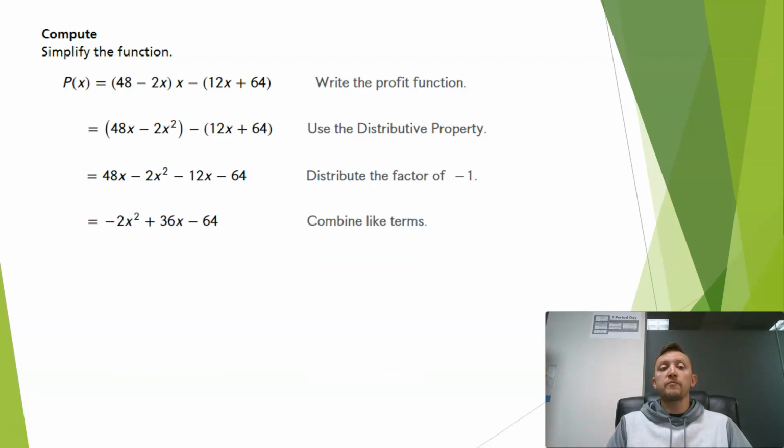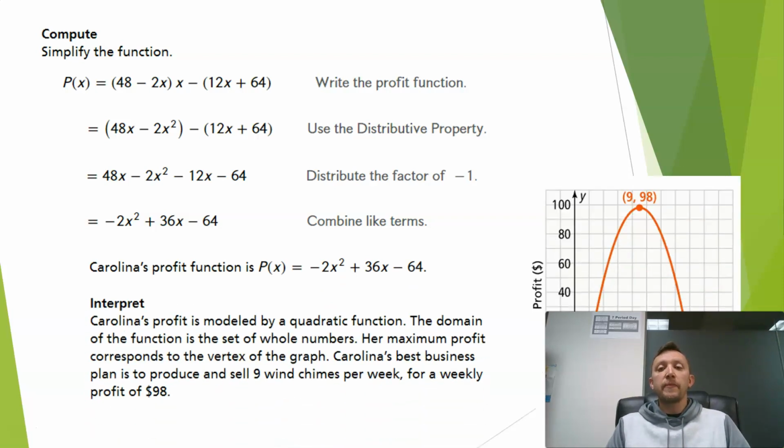When we combine like terms, and again, putting it in standard form, we get negative 2x squared. The 48x minus 12x, we can combine to be 36x minus 64. So that function would represent her profit function. It would be negative 2x squared plus 36x minus 64.